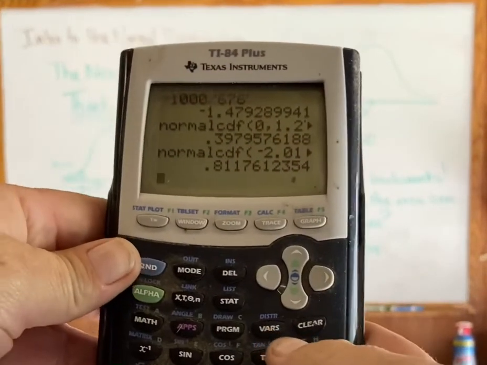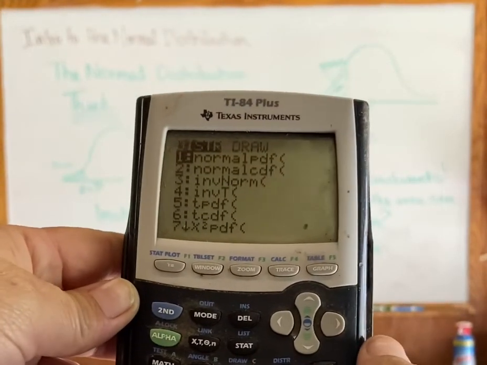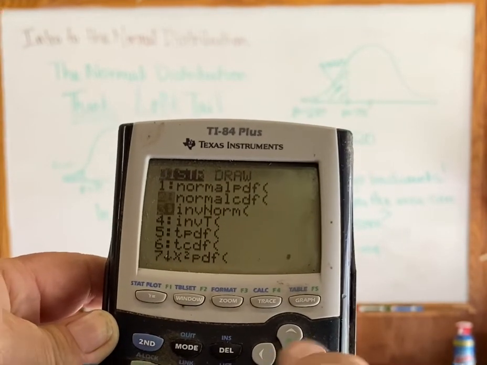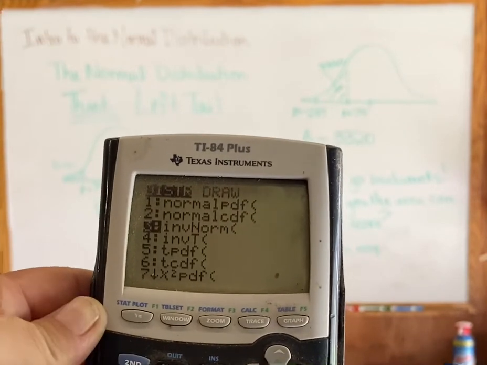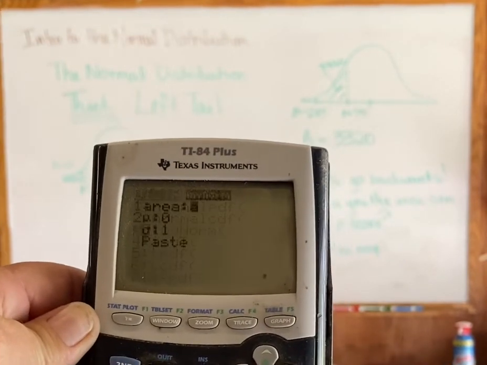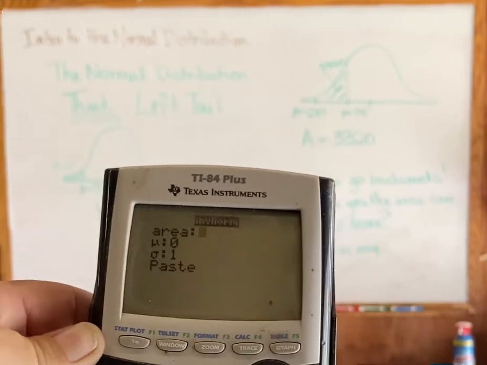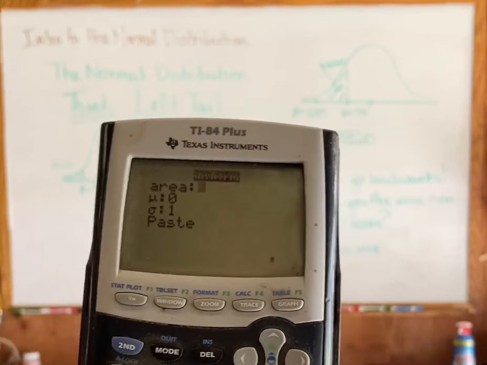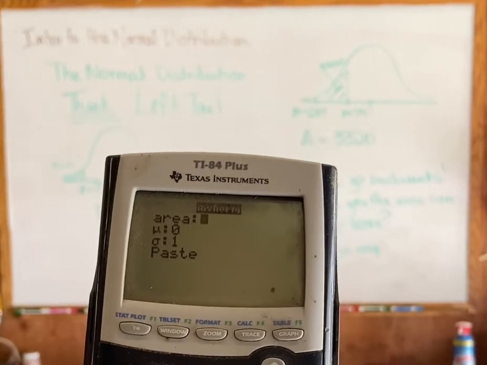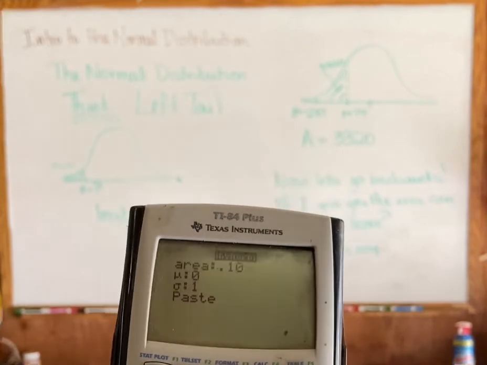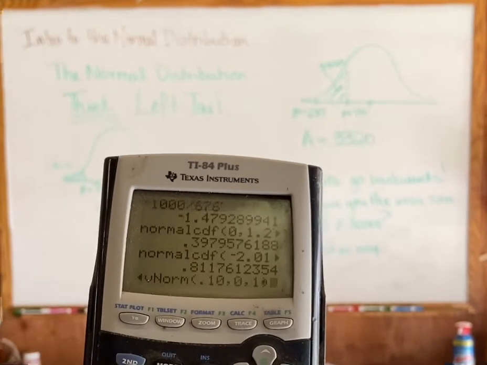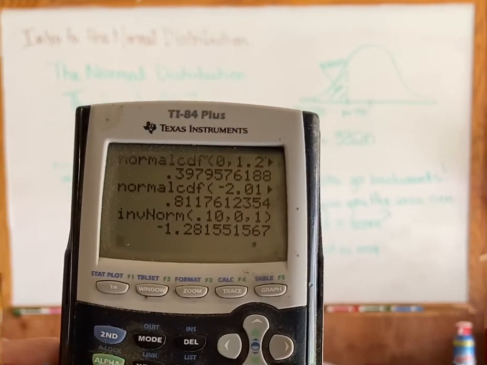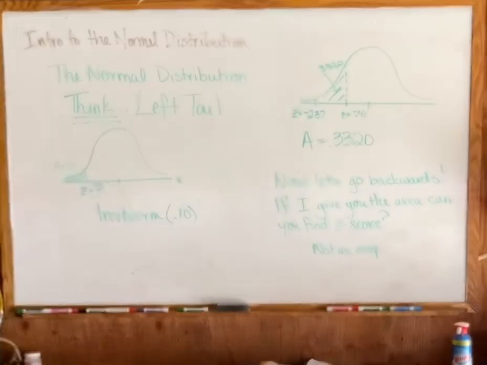Okay. So you're going second distribution, same place we went before, but instead of going to normal CDF, you're going to slide down one more and see how it says inverse normal. Inverse norm. Click enter. Then either if your calculator just gives you the inverse norm, you put in 0.10 and you close the parenthesis and hit enter. Or in our case, we go 0.10, slide down to the paste, boop, boop, and we get a z-score of negative 1.28.